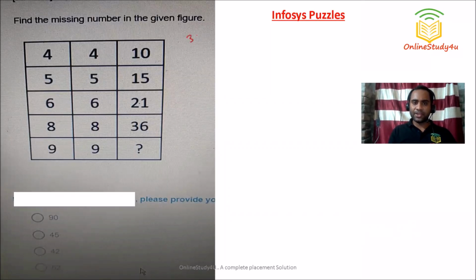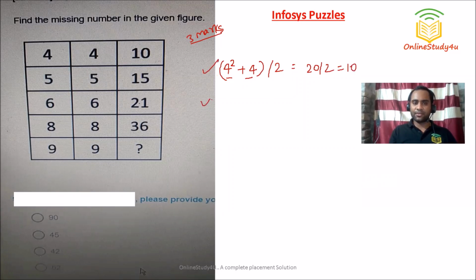So this is a very good question for 3 marks. Okay, let us see. So 4, 4, 10. So what I will do, first number square plus second number I will add, and then I will divide it by 2. So 16 plus 4, 20 by 2 will be 10. Square and addition this is. Okay, then 5 square plus 5. So 25 plus 5, 30. 30 by 2 will be what?